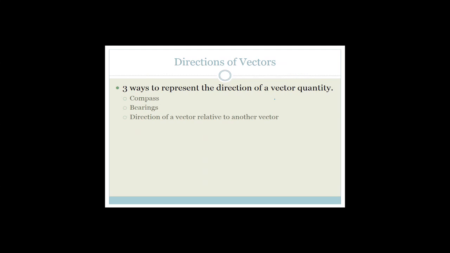Now, direction of vectors. There are three ways to represent the direction of a vector. You can use a compass, you can look at bearings, and you can talk about the direction of a vector relative to another vector.